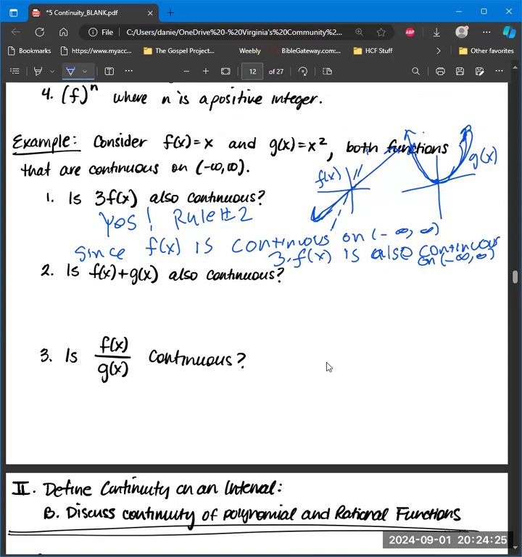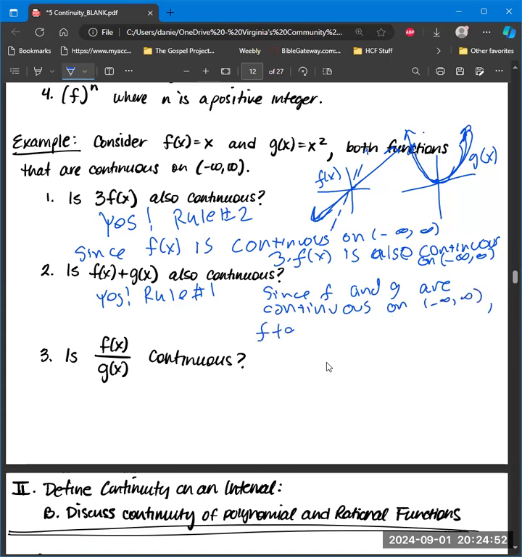What about f plus g? I don't even imagine what that's going to look like, but that's rule number 1. So yes, rule number 1. And since f and g are continuous on -infinity to infinity, f plus g is continuous on negative infinity to infinity.